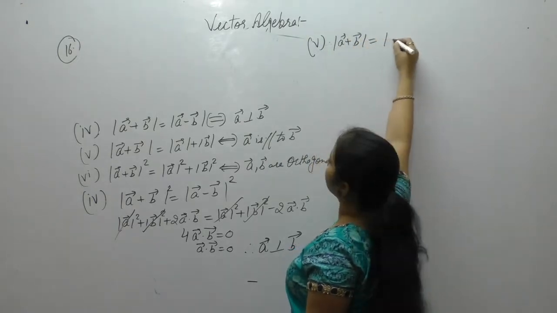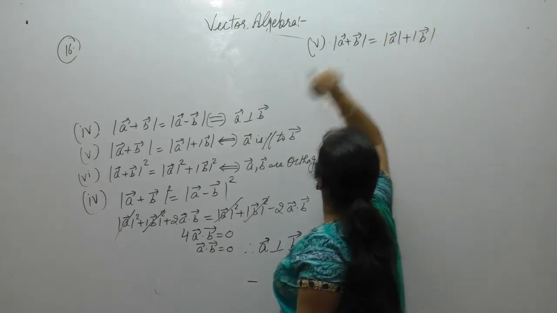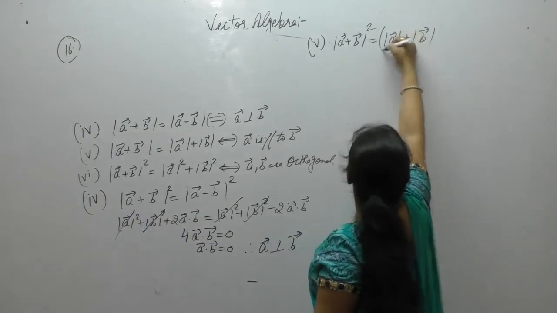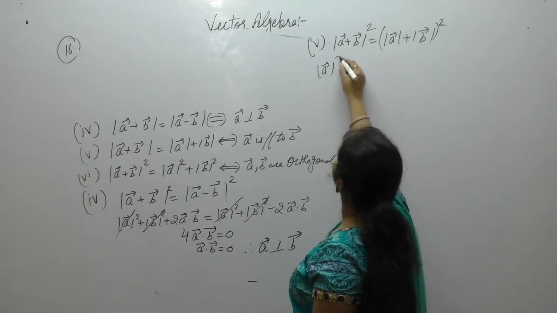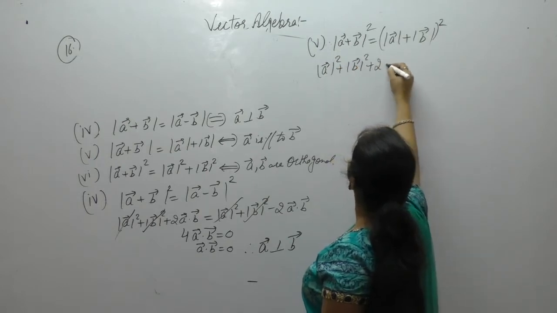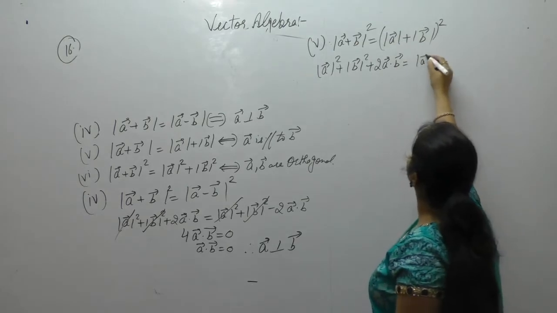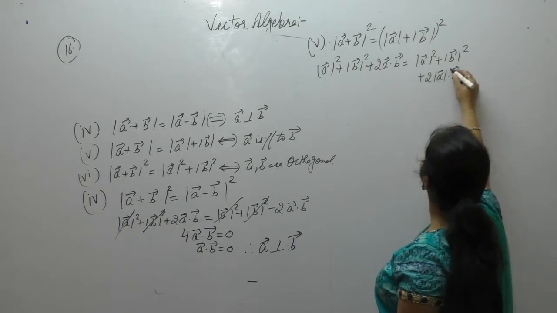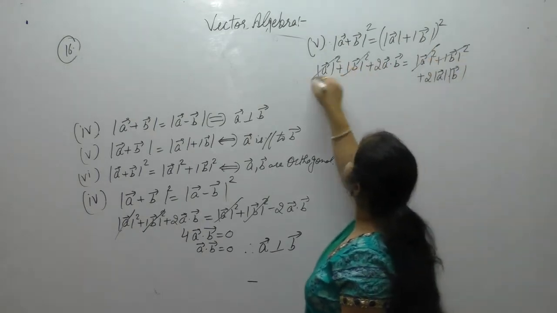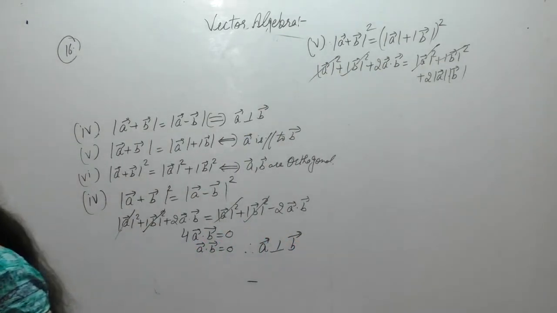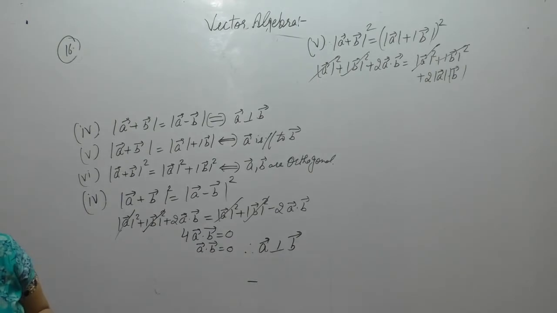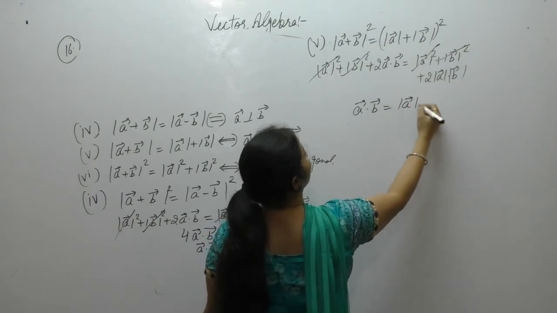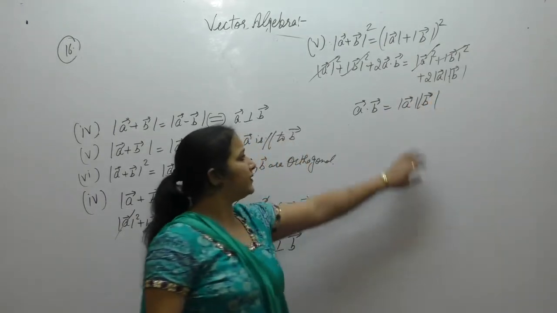Fifth part: modulus of A plus B is equal to modulus of A vector plus modulus of B vector. It is given. Now squaring both sides, modulus of A square plus modulus of B square plus 2A vector dot B vector equals modulus of A square plus modulus of B square plus 2 modulus A modulus B. Modulus of A square plus modulus of B square will get cancelled. Therefore, A dot B, 2 will get cancelled in the next step and we are remaining with this.